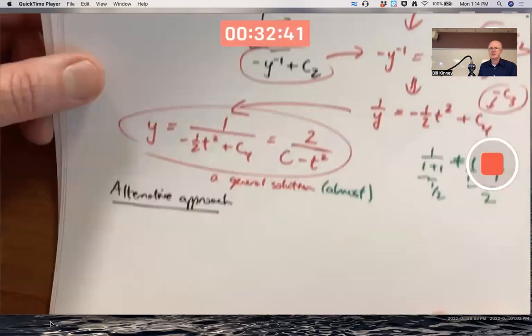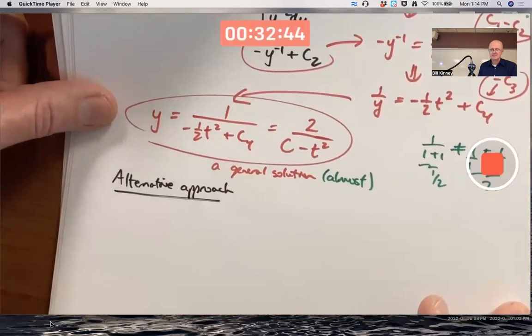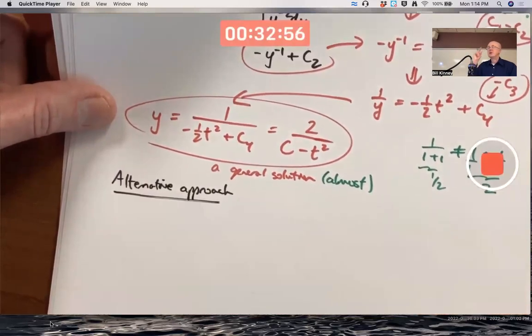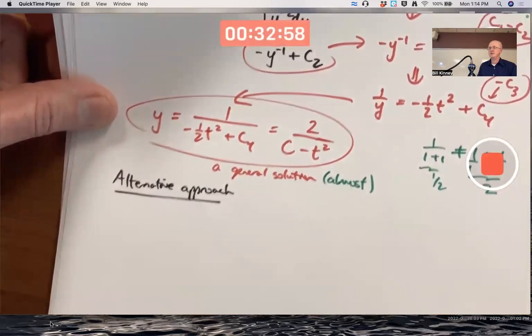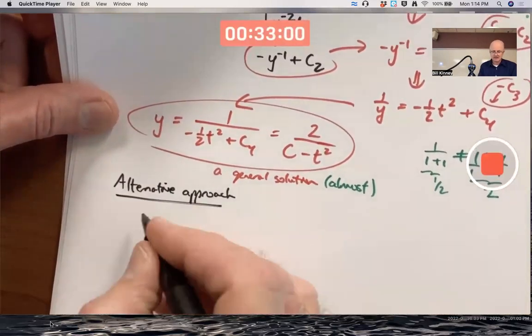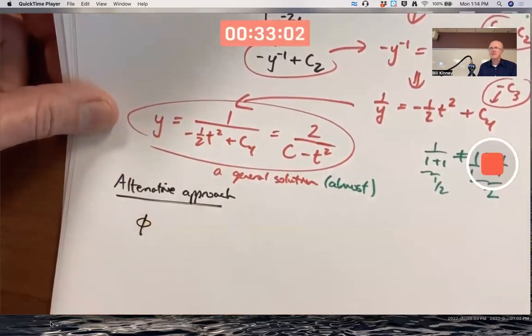So I need a new function name. Well, what function name should I use? I could use lots of letters, G, H, K, M, or maybe Greek letters, alpha, beta. The traditional Greek letter to use is this one, phi.